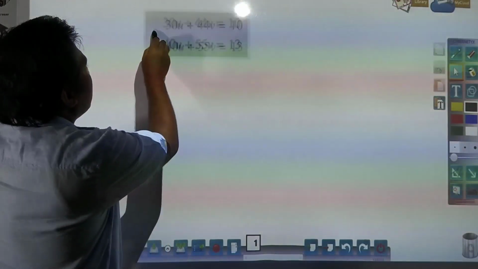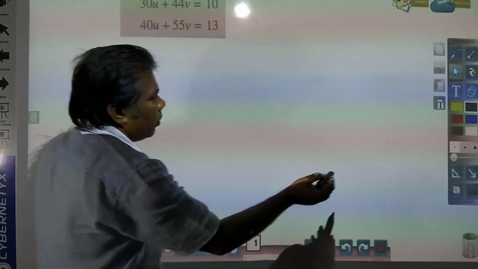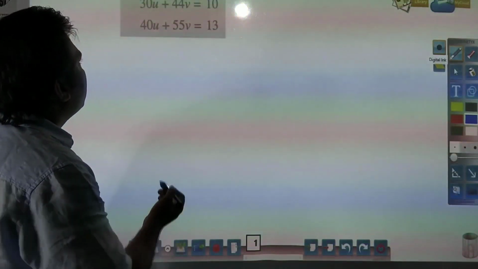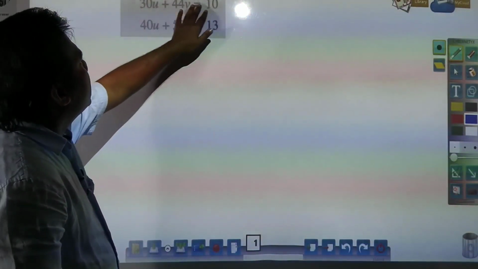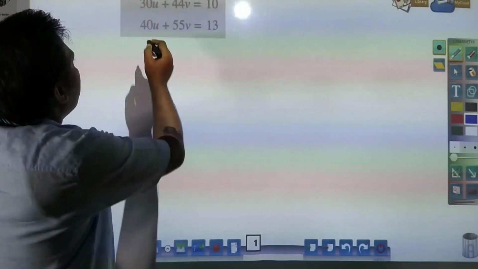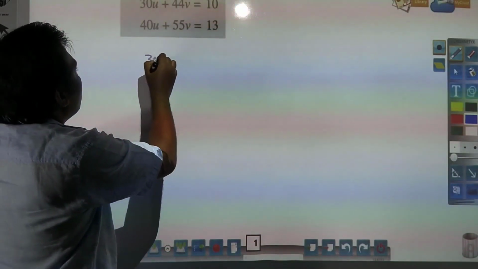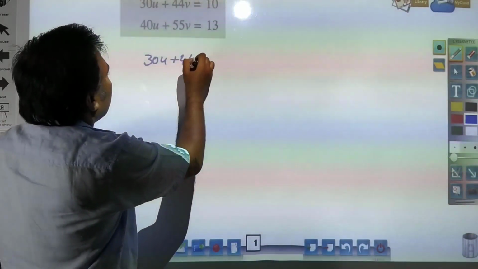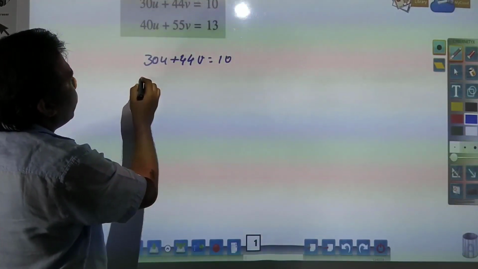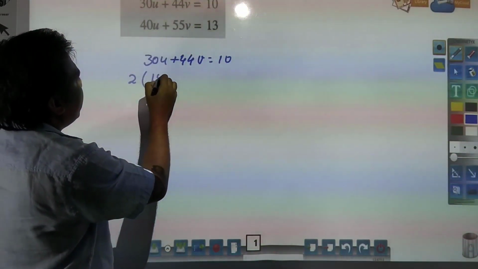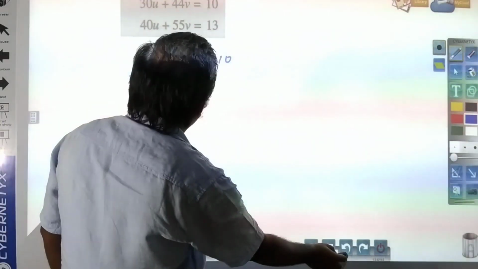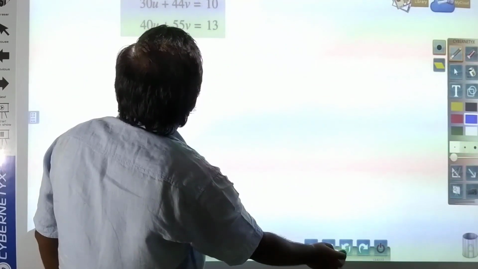Here you see, this is your equation. So this can be solved by either substitution method or by elimination method. First of all, if a common factor is there, it can be found out from here. So 30u plus 44v is equal to 10 you have. 2 can be taken out common. So you will be having 15u plus, or simply, without taking common, you can solve directly.